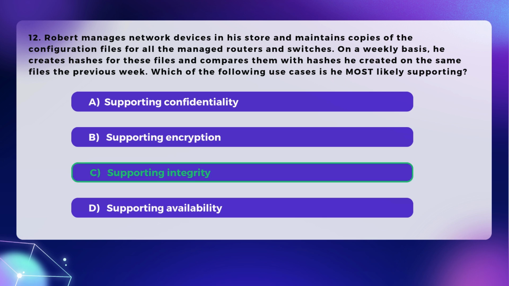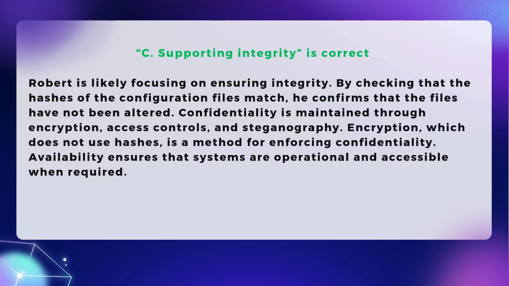The correct answer is C. Supporting integrity. Robert is likely focusing on ensuring integrity. By checking that the hashes of the configuration files match, he confirms that the files have not been altered. Confidentiality is maintained through encryption, access controls, and steganography. Encryption, which does not use hashes, is a method for enforcing confidentiality. Availability ensures that systems are operational and accessible when required.